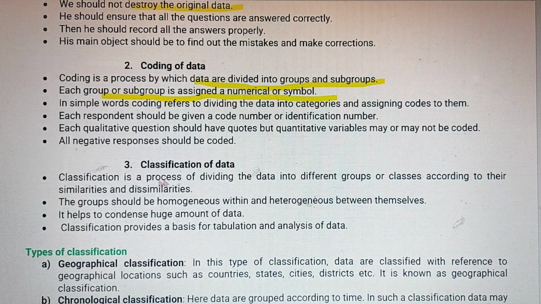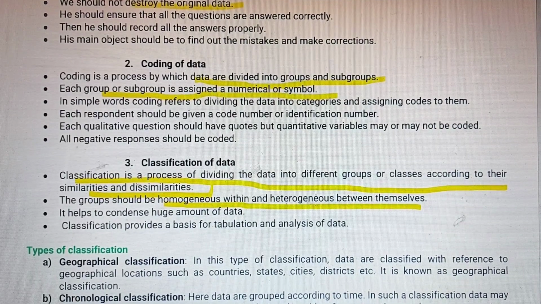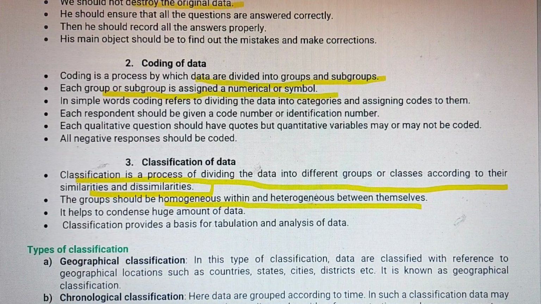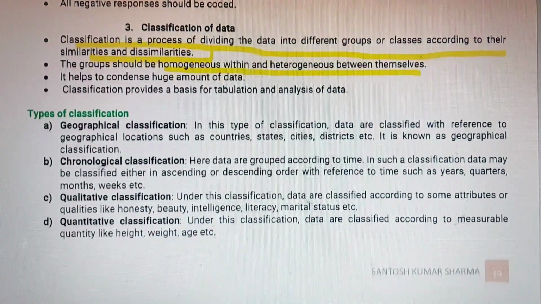Okay, in classification of data, this is the third process. Classification is the process of dividing the data into, again, groups and classes according to their similarities and dissimilarities. That means here, attributes are added, and the researcher must ensure that the groups should be homogeneous and heterogeneous. So like that, homogeneous data should be grouped in one place and heterogeneous data in the other group. So like this.